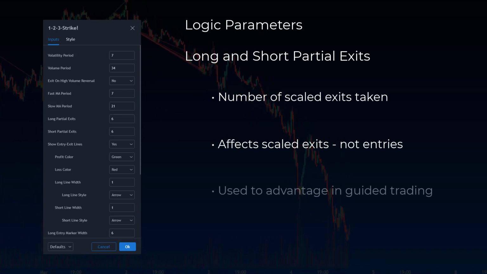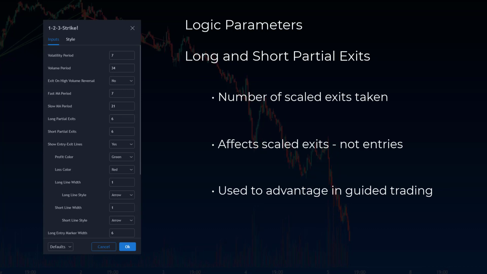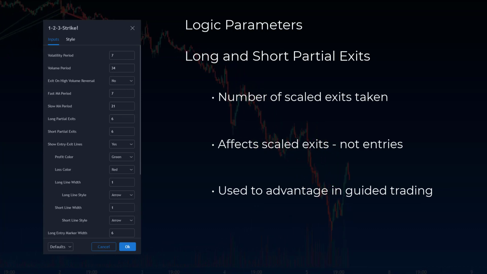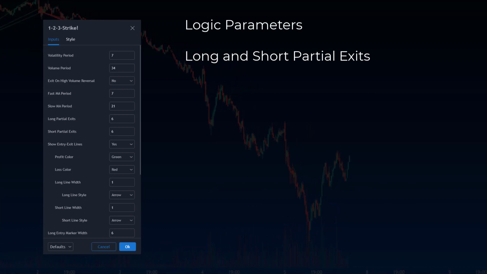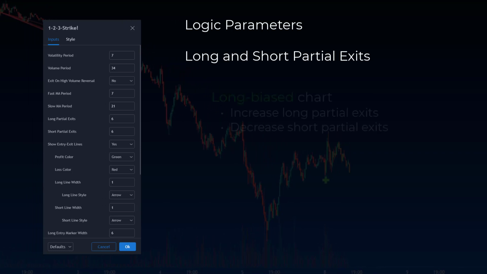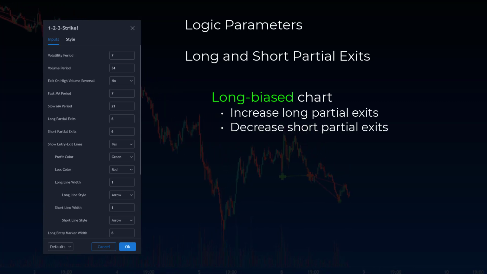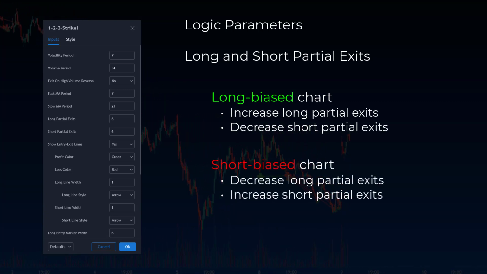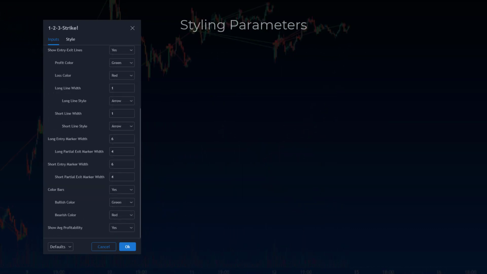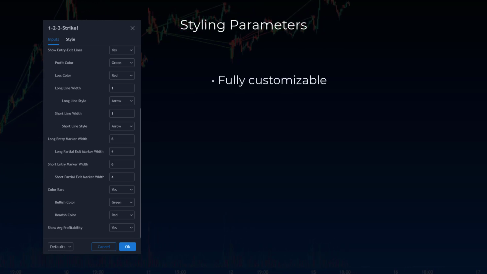They're meant to be used to your advantage for better position sizing and profit taking depending on the long-term bias of the chart. For example, if you're trading an instrument which is historically in a long-term bullish trend, it would be wise to increase your long partial exits and thus scale out your profits on the long side more slowly, and decrease your short partial exits such that you're taking your short profits quickly and moving on before a bullish reversal.